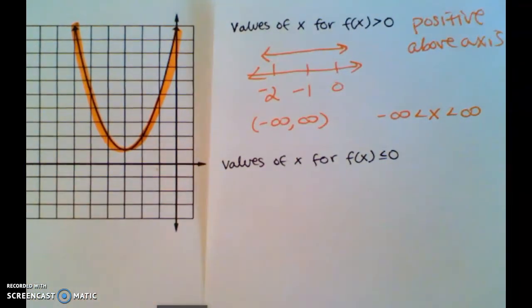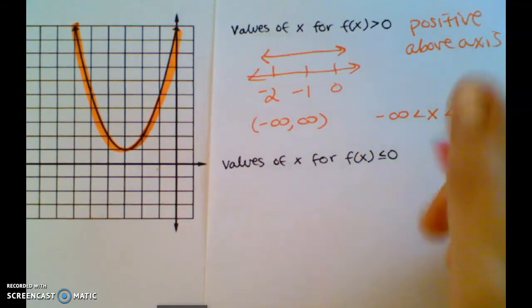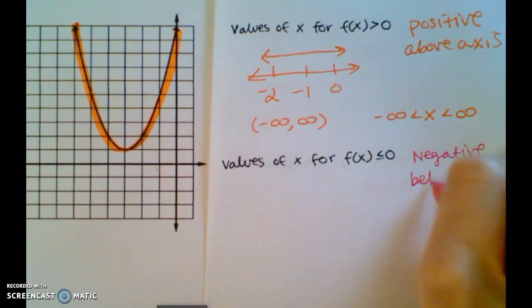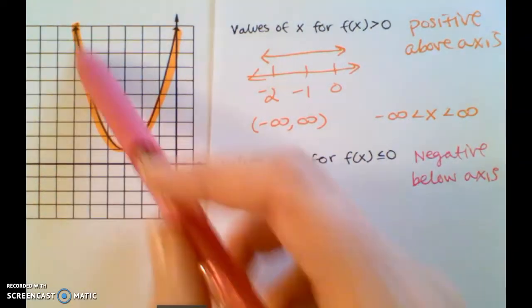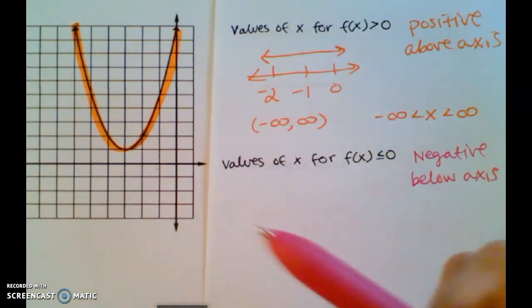Then the next question, values for x for f of x is less than or equal to 0. Well, that means where is it negative? And negative means below the axis. So looking at this graph, are there any x values where this quadratic is below the axis? The answer to that is no.